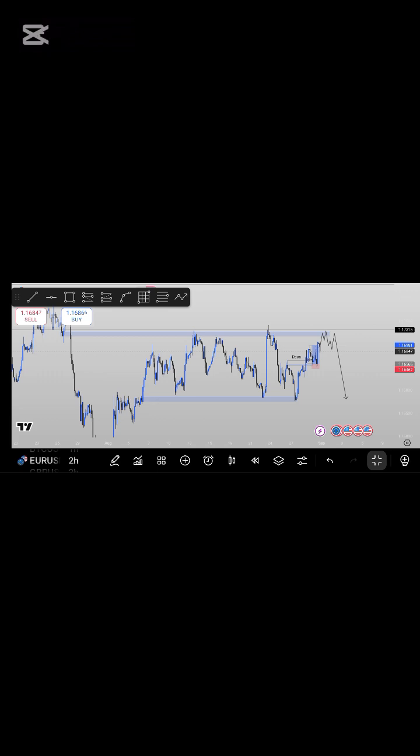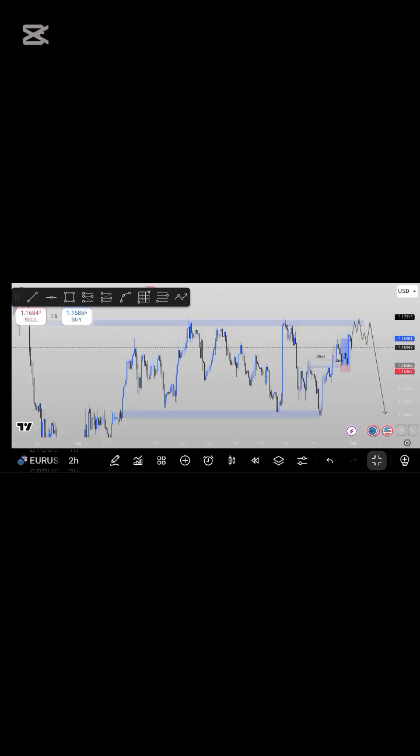So for me, this is how I traded. This is how I've been trading. Whenever price reaches a particular resistance zone and other block zone, like a higher time frame order block.